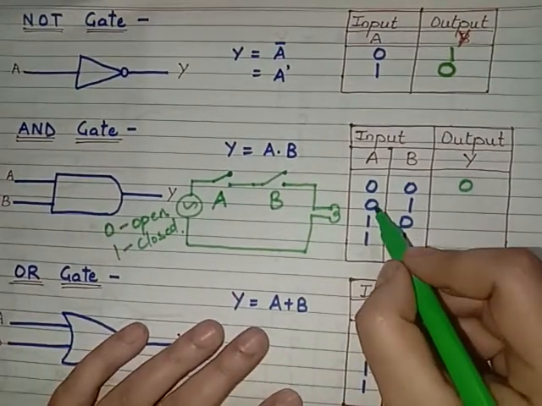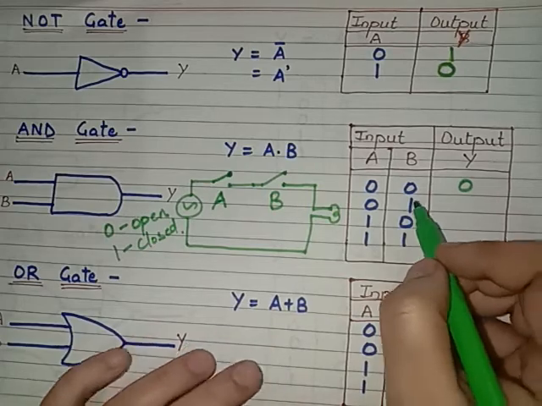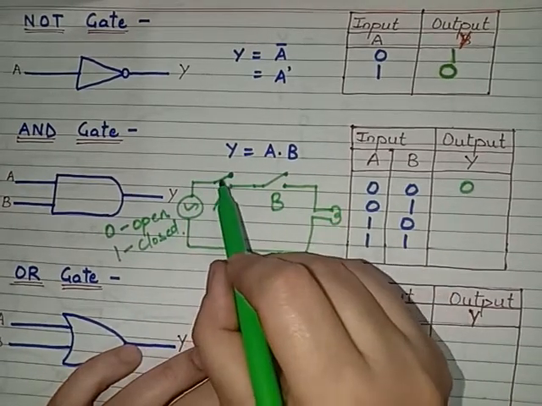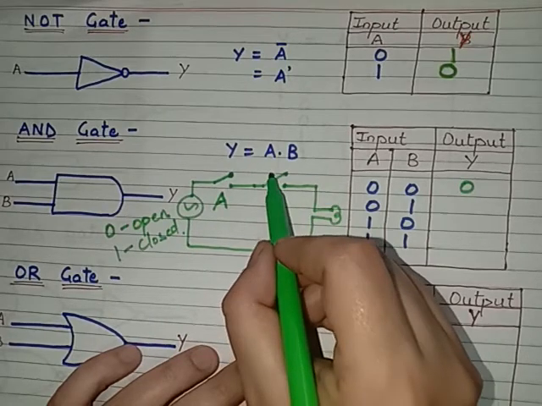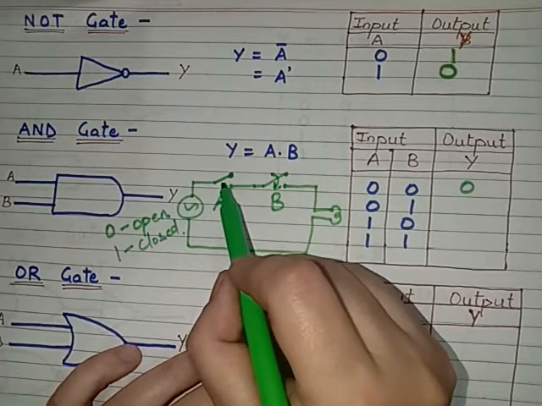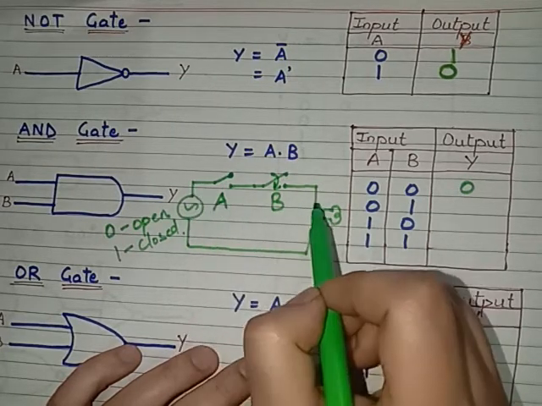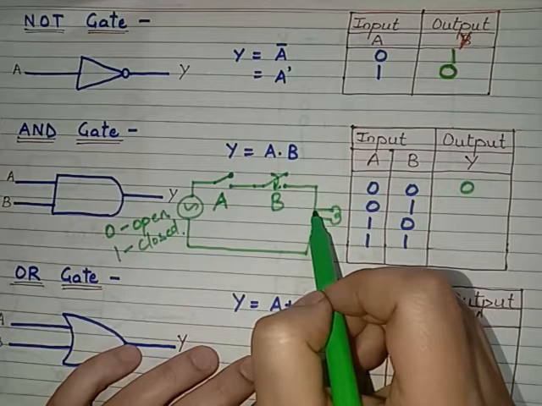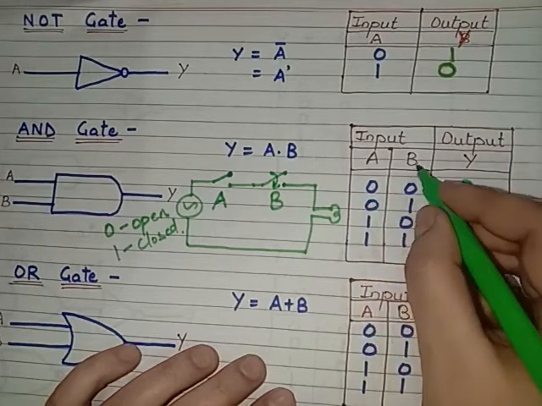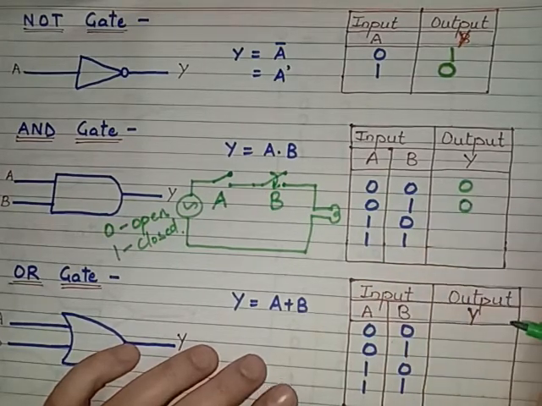And now suppose in the second case we are providing A is equal to 0 and B is equal to 1. That means A is equal to 0, so this switch is open, but we have closed this switch. Now still you can see, as switch A is open, there is no direct connection between the source and the bulb load. That means the bulb will not glow. So when A is equal to 0, B is equal to 1, the bulb is not glowing, that means the output is still equal to 0.